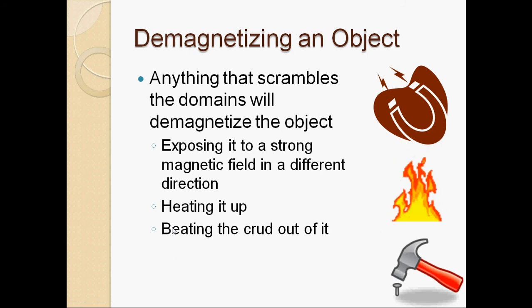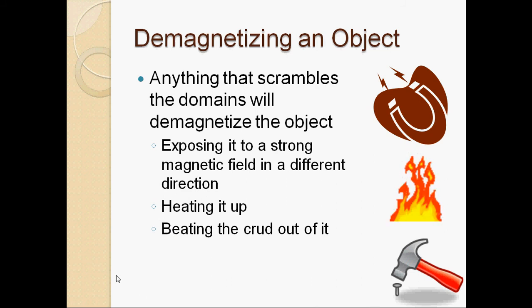And basically anything that will scramble up those domains again and get the atoms oriented in different directions will demagnetize the object. Now, if we just wait long enough, there will be a tendency for those atoms to fall out of line, the same way that, even though you make your room all nice and neat, over time it's going to get messy again. That's just the natural order of things. But if we want to speed along that process, there are a few things that we could do.